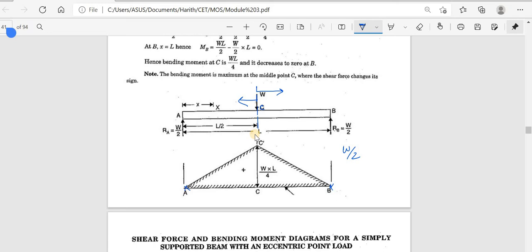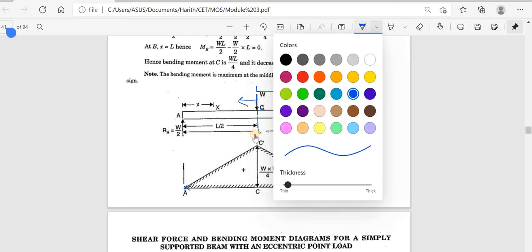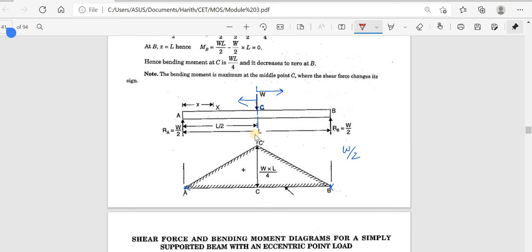If I am taking to the right, this is my pointer, and this force will be pushing the pointer like this, to the clockwise. Therefore it is positive, W by 2 into L by 2, where L is the distance. So what is the moment? That is WL by 4. So this value you have to understand. For a concentrated load at the middle, the maximum bending moment will be WL by 4.